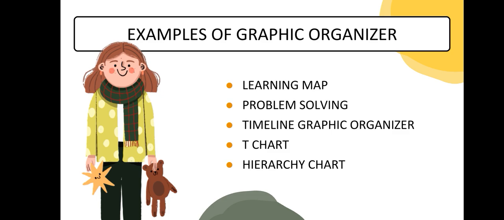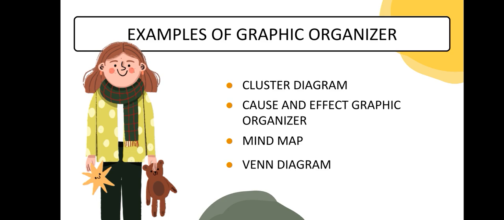Next is the T-chart. So a T-chart is used to separate information into two categories, to compare and contrast two things. Next is the hierarchy chart. So it is a representation of an organization structure. Next is the cluster diagram. A cluster diagram is used in brainstorming and exploring new things. Next is the cause and effect graphic organizer. So it is used to explore and display the possible causes of a certain effect.